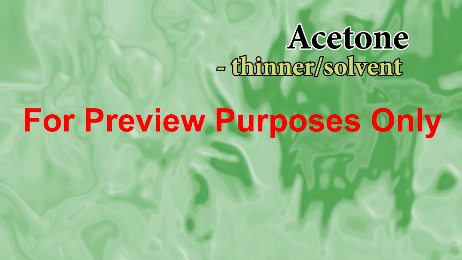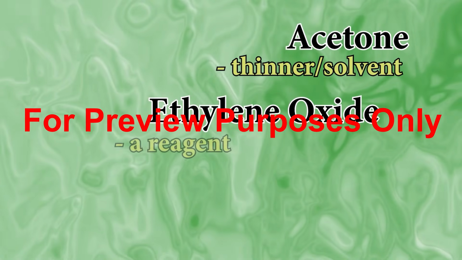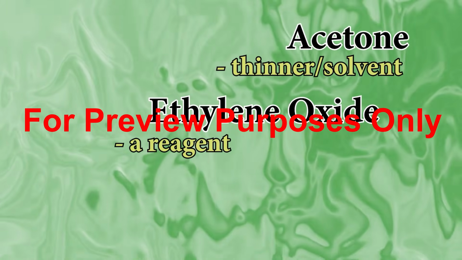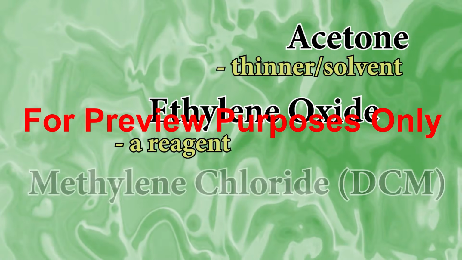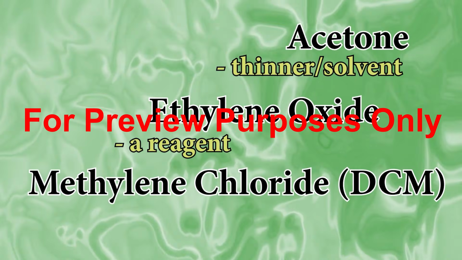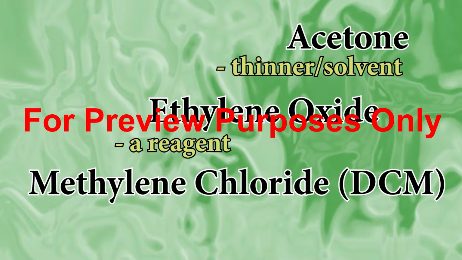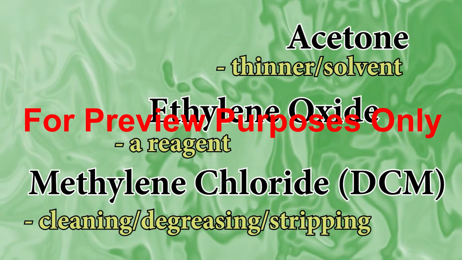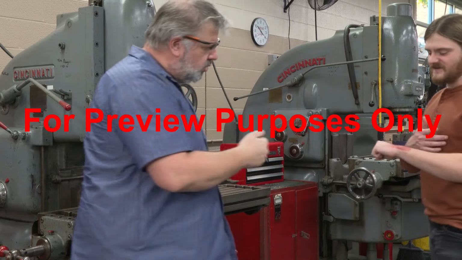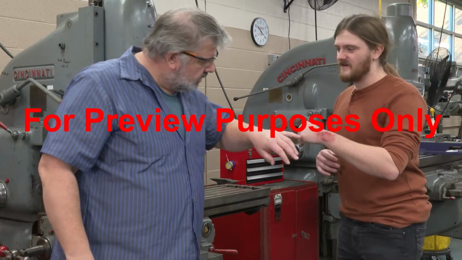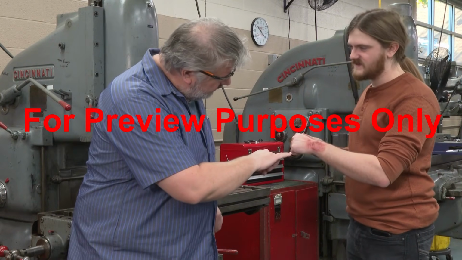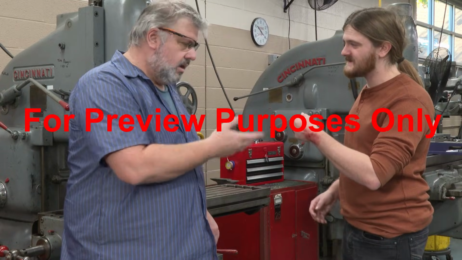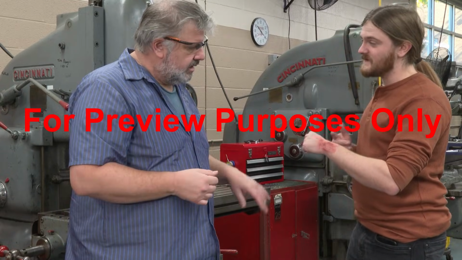Irritants that you might encounter in your facility include acetone, a thinner and solvent, ethylene oxide, a reagent used in some chemical processes, and methylene chloride, also known as dichloromethane or DCM, which is often used for cleaning, degreasing, and stripping. Exposure to any of these types of irritants can cause temporary inflammation of the skin, as well as swelling at the point of contact.